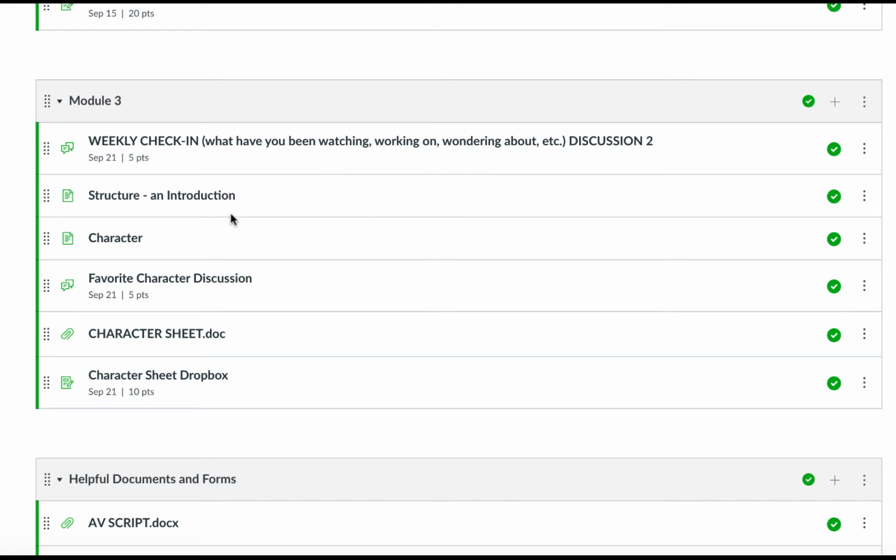Then also, we're going to have our two lectures, which is structure and character. I'll get into those in a second. There's a discussion for favorite character, and then also a character sheet and a character sheet Dropbox. So that is going to be our next assignment, and I'm going to talk about that as I get into this lecture.